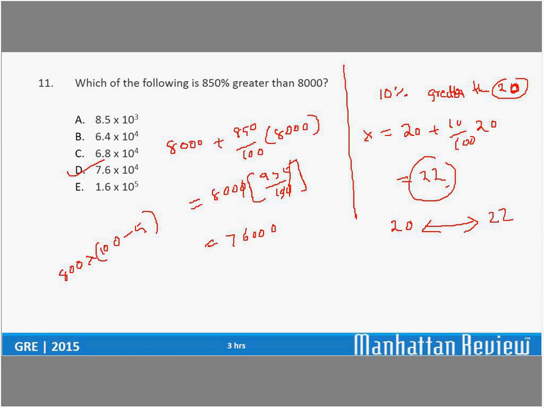Is that okay? So this is one important observation. X% greater than Y means how do you write it? XY by 100 is X% greater than Y. So X% greater than Y means Y plus XY by 100.